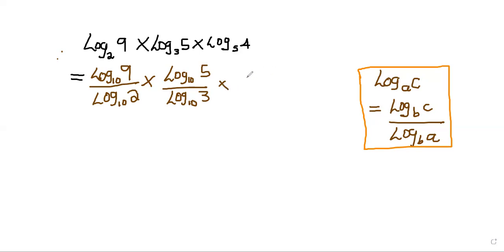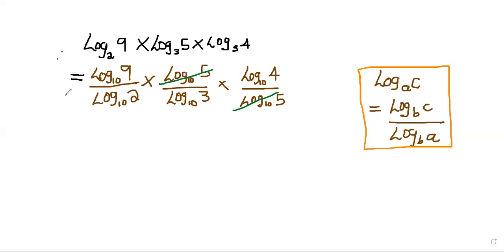Then we're going to multiply by, still using the change of base law, the log 10 base 4 divided by the log 10 base 5. One thing that is very important here, as you can see, is that log 10 base 5 is going to cancel log 10 base 5, right? So that's the first starting point.